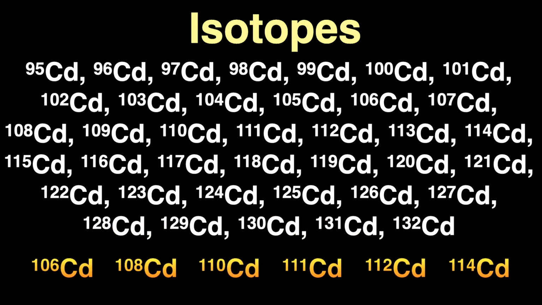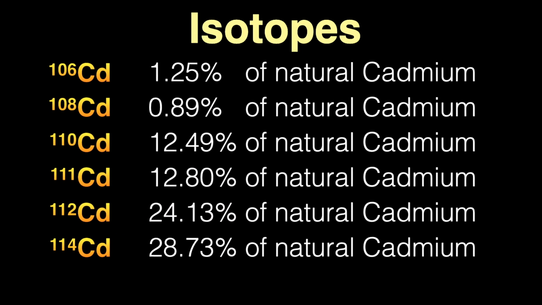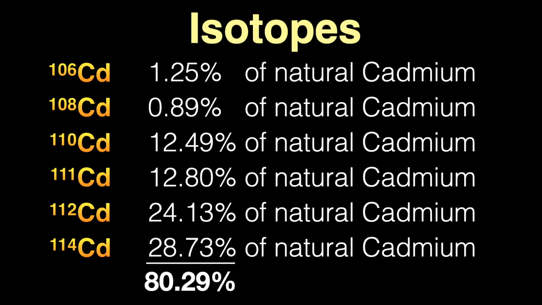There are 38 isotopes of cadmium, and of these there are 6 stable non-radioactive isotopes: cadmium 106, 108, 110, 111, 112, and 114. They occur in various abundances in nature. But if you add up the 6 stable isotopes, you don't get 100%. You get close to 80%.